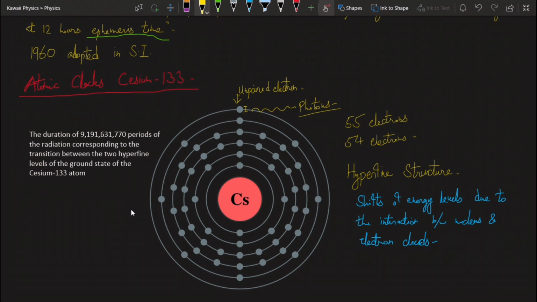And I also forgot to tell you that these atomic clocks are so precise that they can be off by 1 second every 10 to 100 million years. So you're going to be off by 1 second only after 10 to 100 million years. So these are very precise.